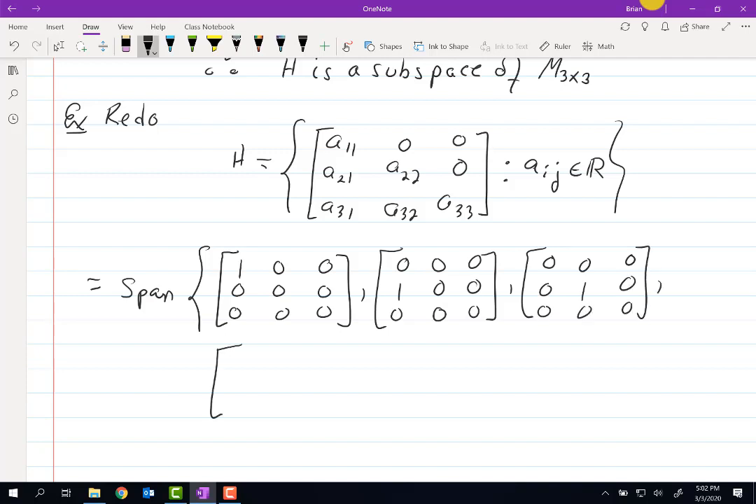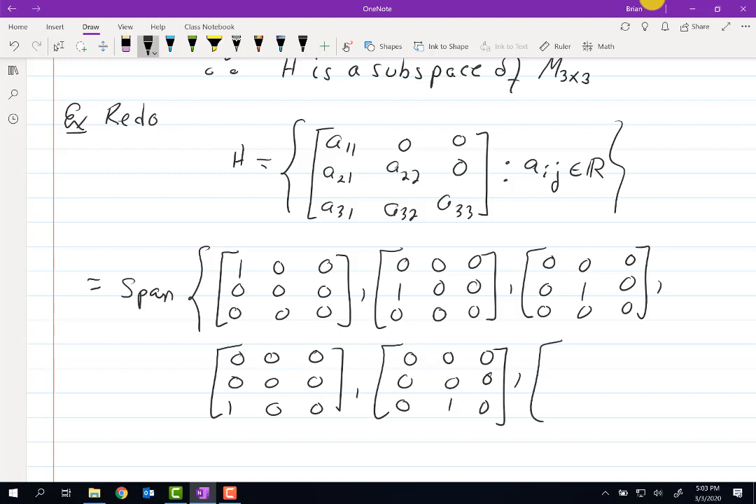I'm almost done. Then I'm going to have 0, 0, 0, 0, 0, 0, 1, 0, 0, comma, 0, 0, 0, 0, 0, 0, 0, 1, 0, comma, and here's my last one, 0, 0, 0, 0, 0, 0, 0, 0, 1. And you can see that if I were to take all of these matrices and simply add them together, you would get a lower diagonal matrix of all ones. But this is the span of these.